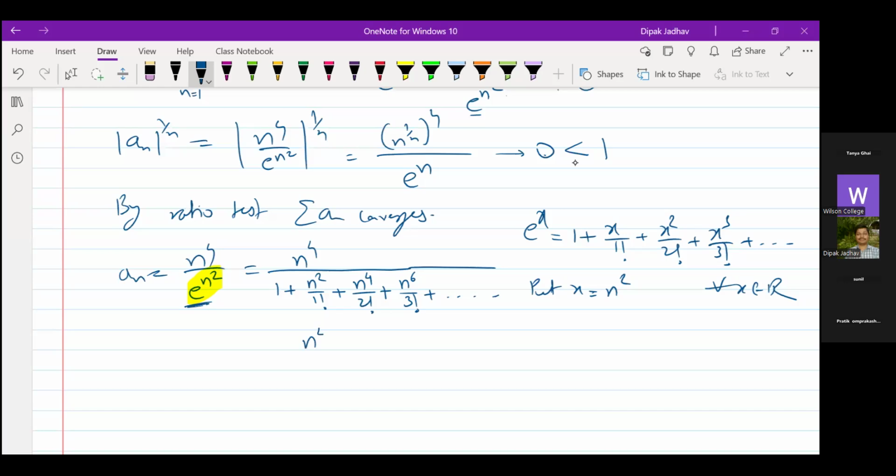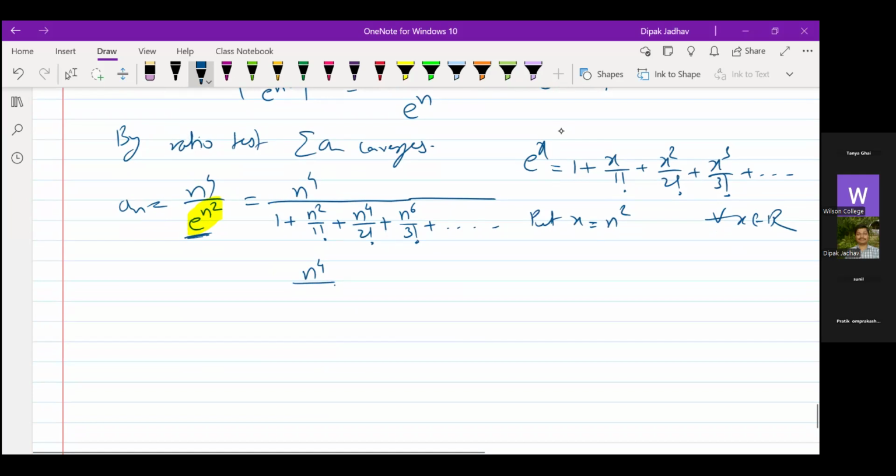Now I am keeping the numerator as it is, but I am deleting all terms from the denominator except the one term, n raised to 6 upon 3 factorial. What will be the relationship between this and this? Use the same logic. If you decrease the denominator, value increases, and if you increase the denominator, value decreases. So what are we doing here? Are we decreasing the denominator or increasing?